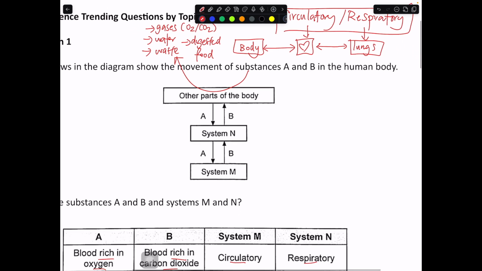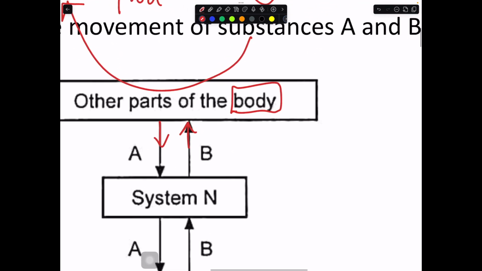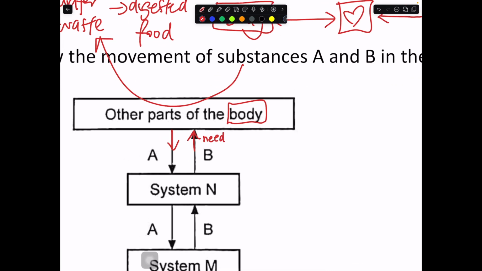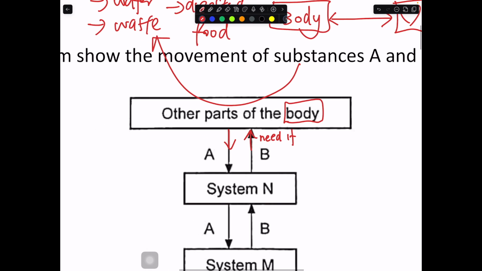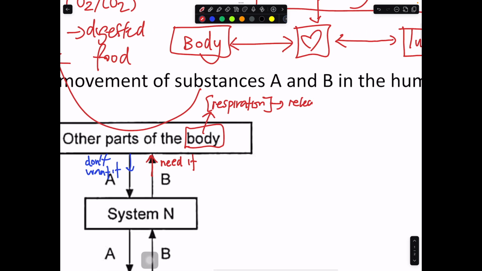So in this diagram, they show you the body. Then they tell you arrow going in, arrow going out. Going in means the body needs it. Going out, let me represent by blue, means the body doesn't want it. So you think about what the body needs, in this case B. What kind of gases do they need? They probably need oxygen because they need to carry out respiration, to release energy so that it can carry out life processes.